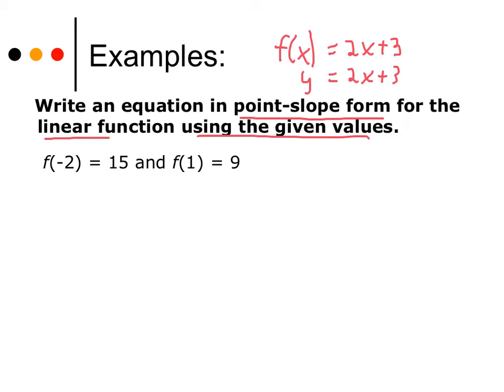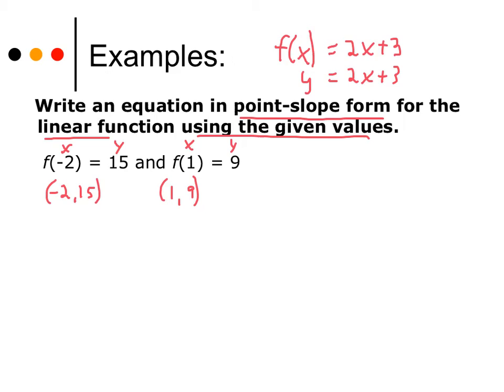Well, what they've given you is an x and a y, because we know that x goes inside the parentheses, so this is your y. So this is a point, and the point would be negative 2, 15. And then this is a point, this is an x, and this is a y. So your other point is 1, 9.